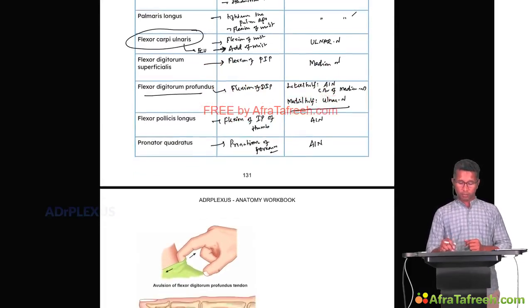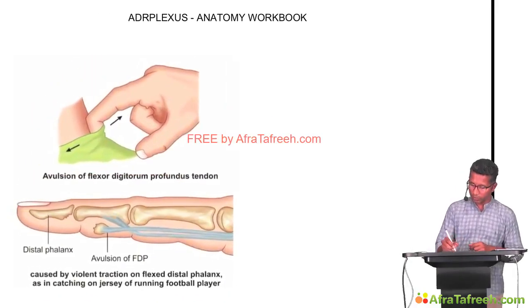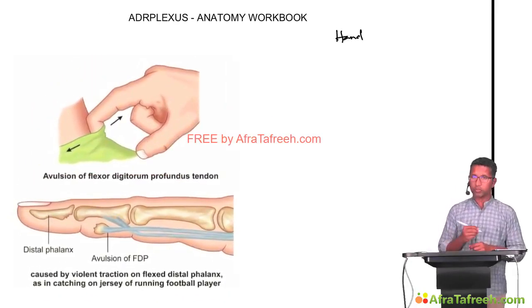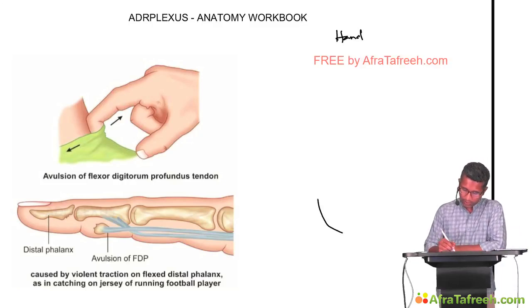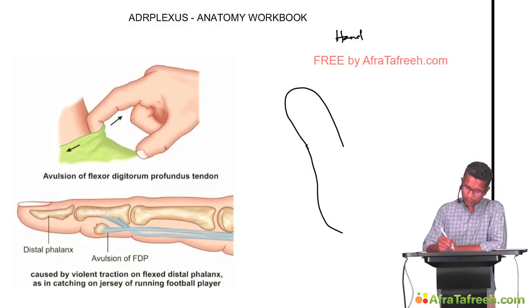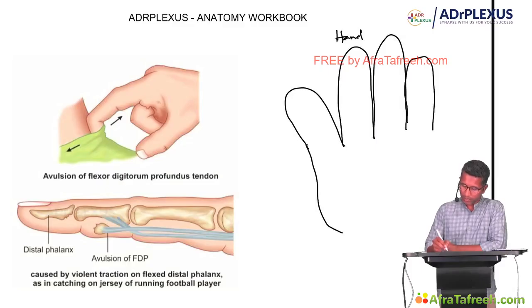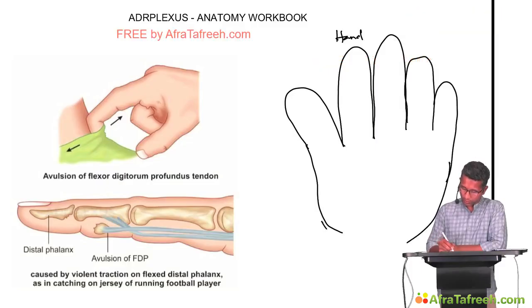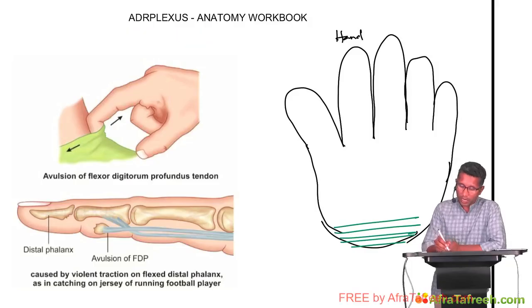Now when the median nerve reaches the hand, what happens to the median nerve in the hand? Let's see a simple diagram here. Let us consider this is the thumb, this is the index finger, this is the middle finger, this is the ring finger, and this is the little finger. You know that there is a retinaculum here, called the flexor retinaculum. Beneath the flexor retinaculum you get a tunnel called the carpal tunnel, and the median nerve enters through the carpal tunnel.